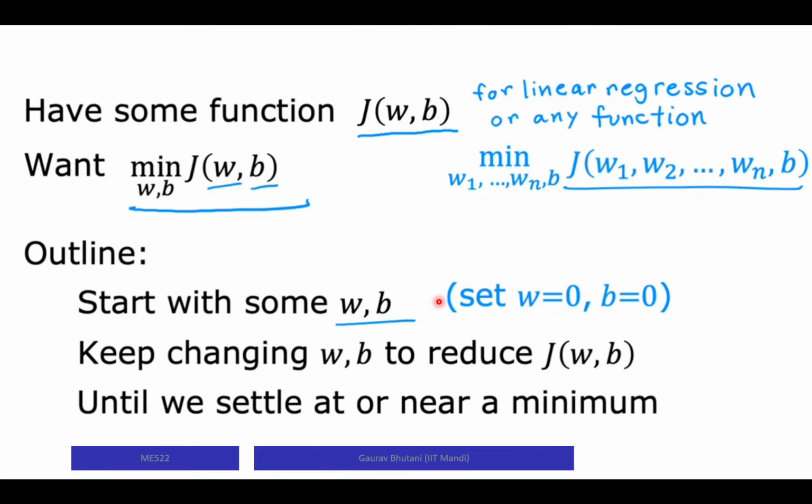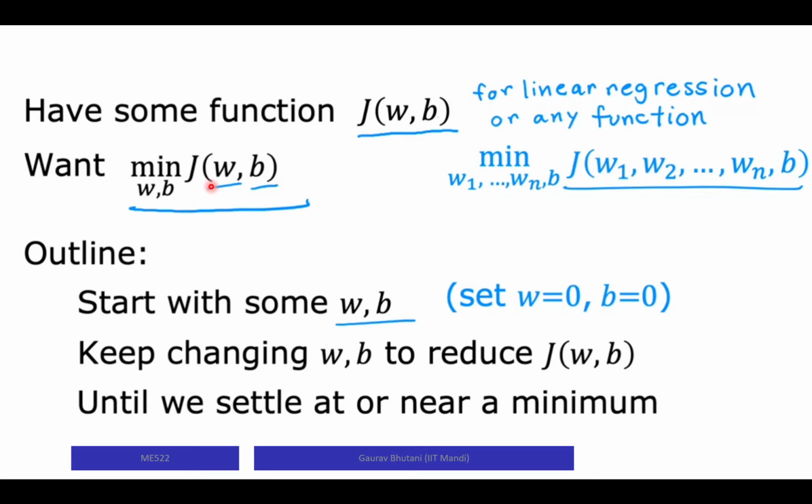So we use this algorithm called the gradient descent algorithm. The outline is you start with some guessed values of w and b. Your aim is to minimize this cost function. So you keep changing w and b to reduce the value of j until you settle at or near the minimum. There is a way to check if the change in the value of the cost function with some step is very small, that would typically mean that you are near the bottom of the pit.